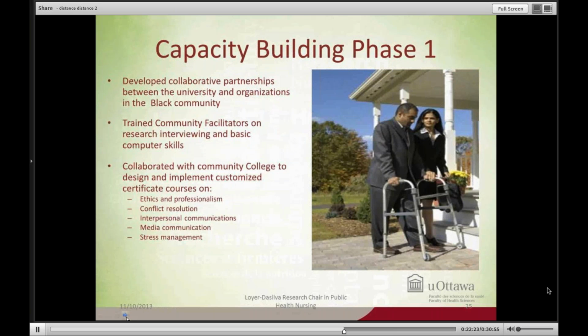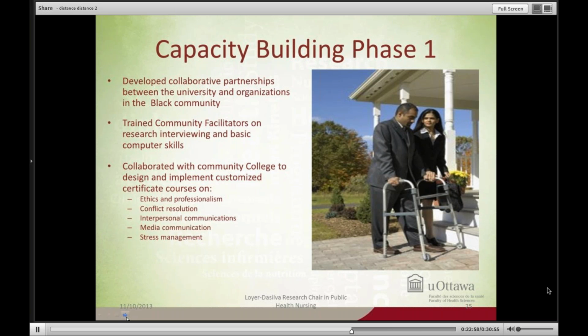So again, in this particular project, some of the capacity building opportunities we had included developing this collaborative partnership between the university and the community organizations. But also we provided training programs for the community facilitators. It was a way of demystifying the research process so that those people who came from the community acquire specific skills that would allow them to engage with our data completely, and we needed to provide some of those.